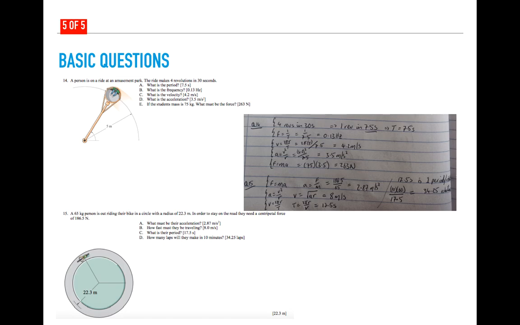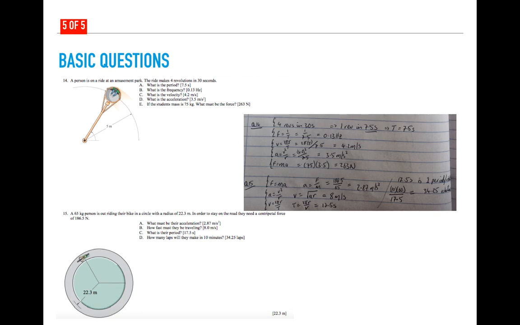15, what must their acceleration be? You're given the force, given the mass, work out the acceleration. How fast must they be travelling? I've used the acceleration is equal to v squared over r. We know the acceleration from part A. We know the radius as well, so it works out there as 8 meters per second.